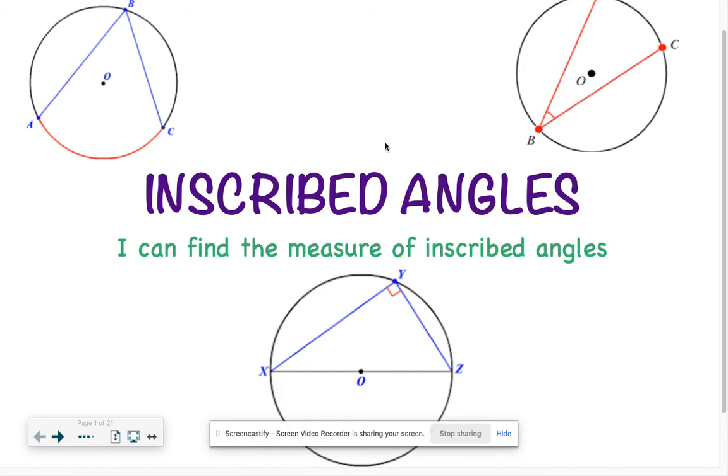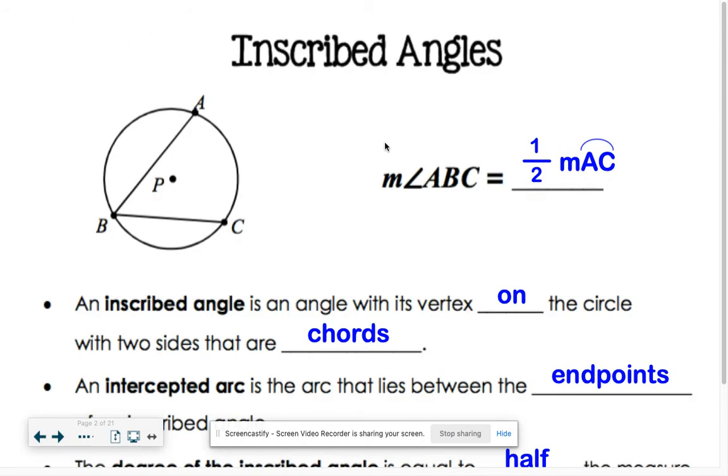We're getting to some really fun stuff, like my favorite stuff. So I'm excited, and I'm excited to share it with you. So let's talk about inscribed angles.